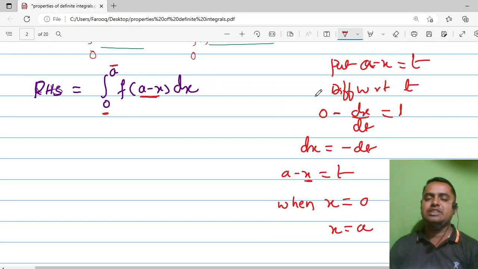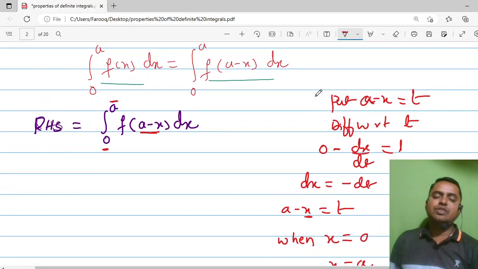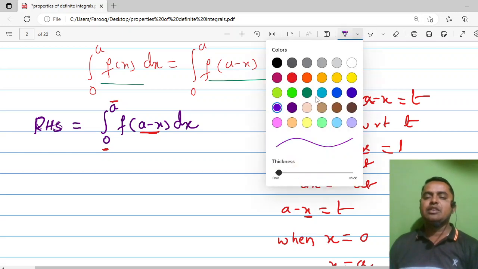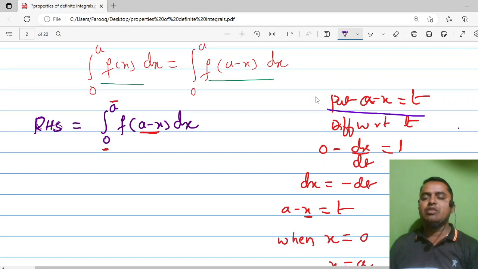So correlate this concept to the given RHS part here. First of all, put a minus x is equal to t. Then differentiating with respect to t, the derivative of a is 0. The derivative of x with respect to t is dx by dt, minus sign as it is. And the derivative of t with respect to t is 1. So minus dx by dt is equal to 1.